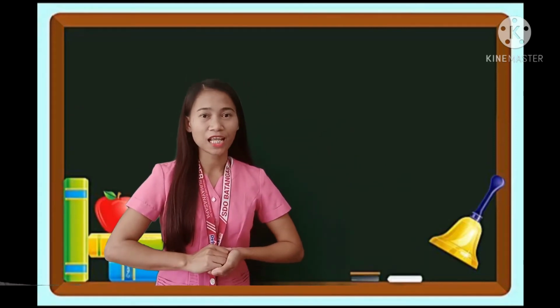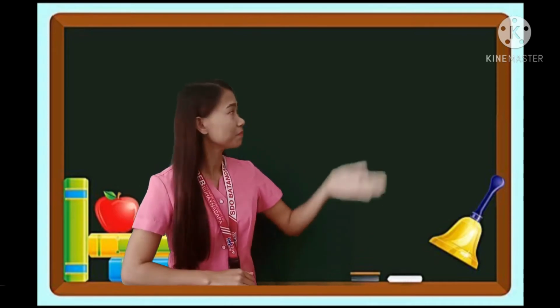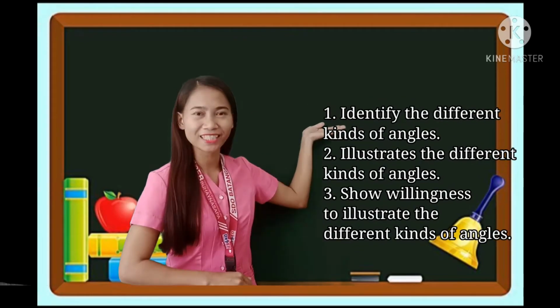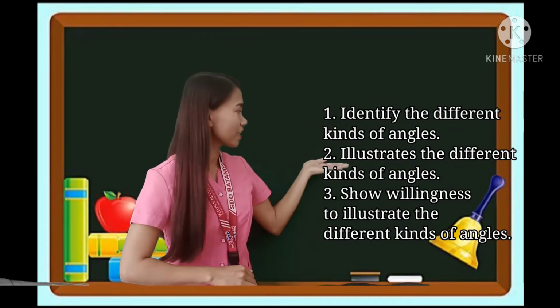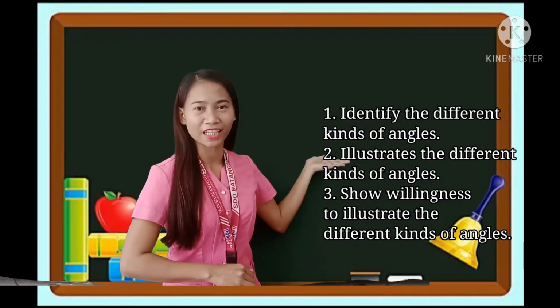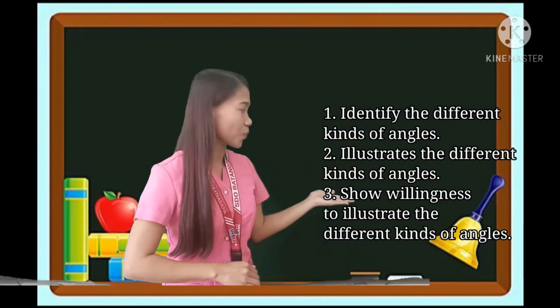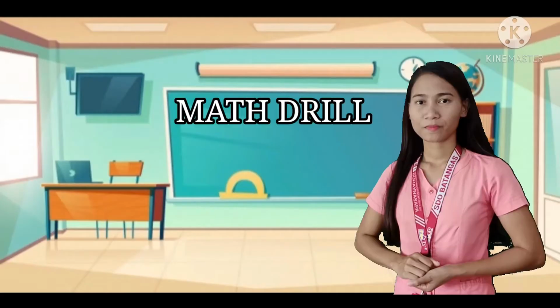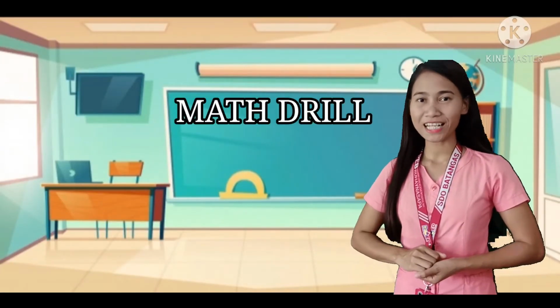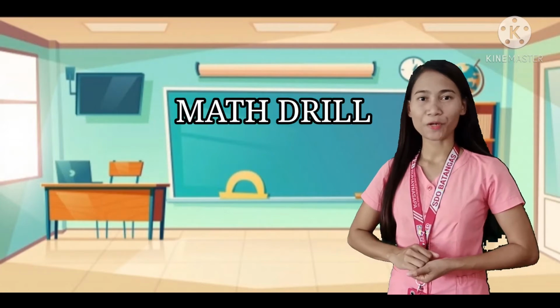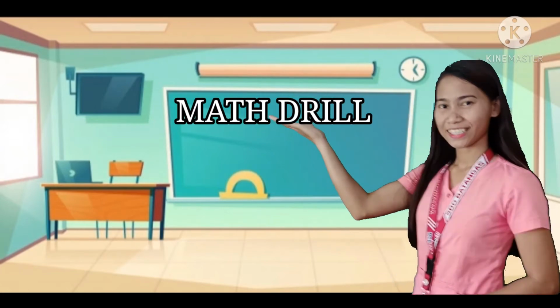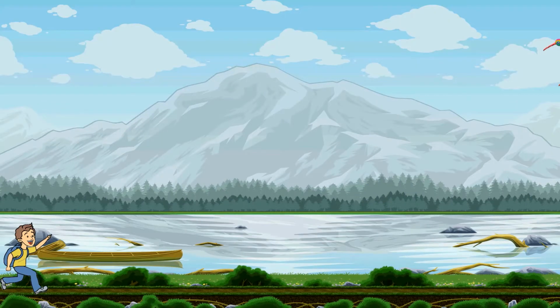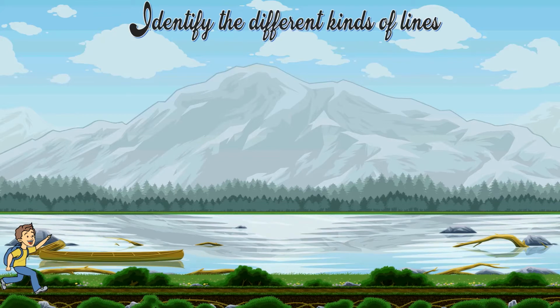And at the end of the lesson, you are expected to identify the different kinds of angles, illustrate the different kinds of angles, and show willingness to illustrate the different kinds of angles. Before we start our lesson, let us have first our math drill. And for our drill, here it is. Identify the different kinds of lines.